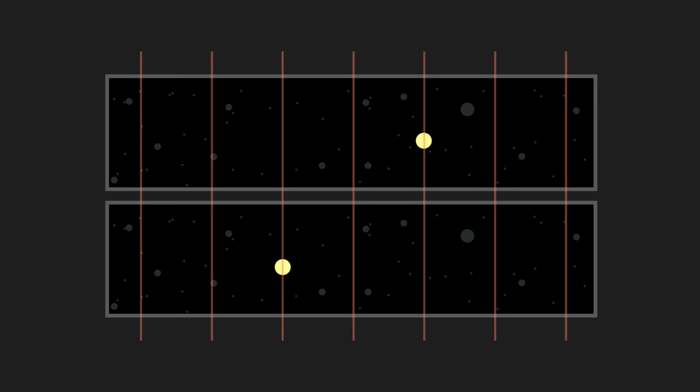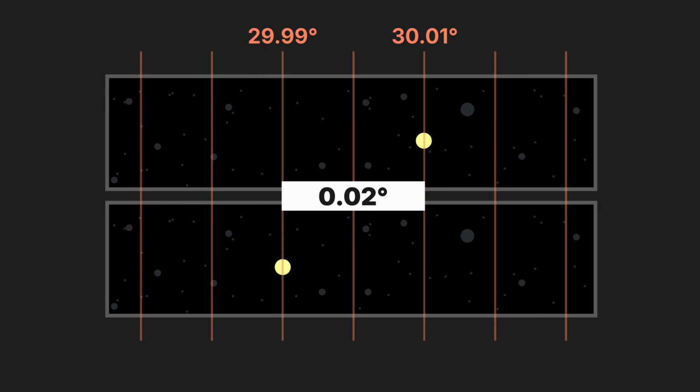Let's take a couple of photos from outer space. We'll use these two photos. Now we'll take a look at where the star was positioned in the sky in each photo. Let's say that the star in the first photo was positioned at 30.01 degrees, and in the second photo it was positioned at 29.99 degrees. Now we know that the angle where the star appears to wobble in the sky is 0.02 degrees.